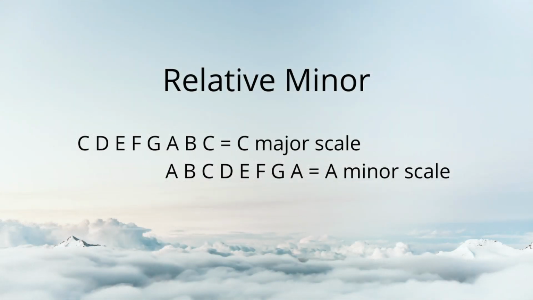And here's the example. By the way, we call this concept relative minor. Every major scale has a minor scale that uses the exact same notes, but in a different order. In this particular case, we're looking at a C major scale, C, D, E, F, G, A, B, C, and we see that if we start on the 6th note of this scale, which is A, we end up with an A minor scale, spelled A, B, C, D, E, F, G, A.